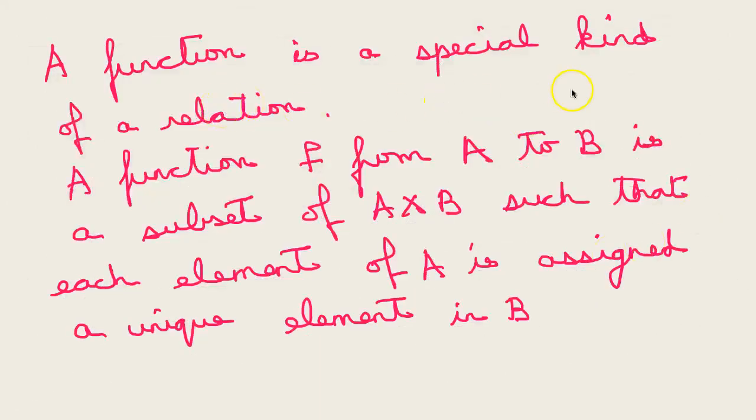So a function is a special kind of relation. A function is a subset of A cross B such that every element of A is assigned to a unique element in B.